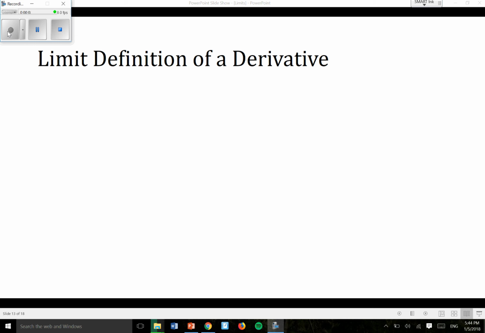Now we get into the good stuff, which is the limit definition of the derivative. This is the foundation for what this entire course is based off of. So it's really important to go over it now here at the end of the semester.